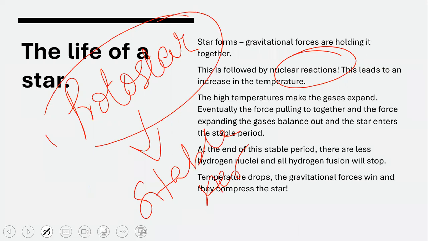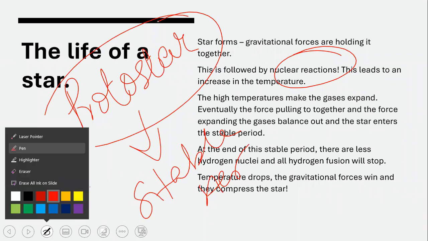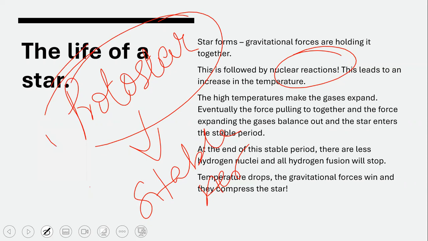Yeah, Monami? Miss, could you explain the part after the cloud of gas and dust collapses? What happens? After the cloud of dust and gas collapses, a protostar will form. Once the protostar forms, nuclear reactions will start, specifically nuclear fusion, right? When nuclear fusion happens, this is going to cause an increase in temperature.